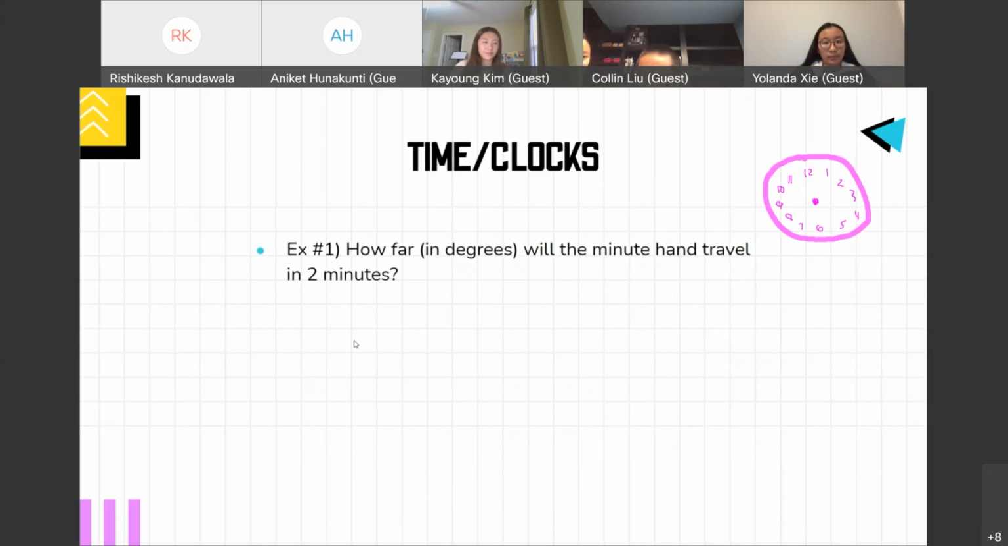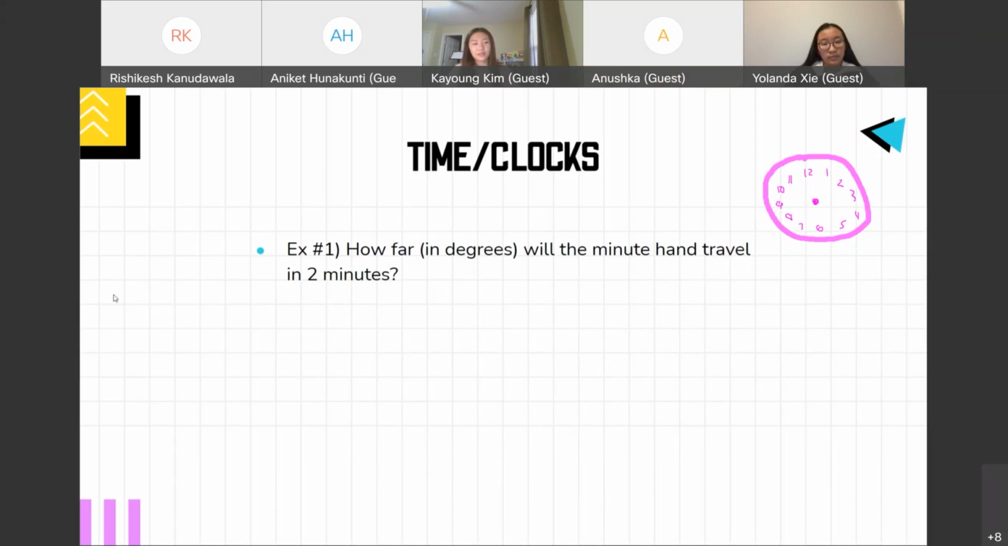Oh, okay, I can do this one. So, the first example is, how far in degrees will the minute hand travel in 2 minutes? Okay, so we're talking about the minute hand, which is the one that goes 1 tick every minute. And how many degrees will it travel in 2 minutes? So out of the different rates we saw in the last slides, the one that involves minutes and the minute hand is this one.